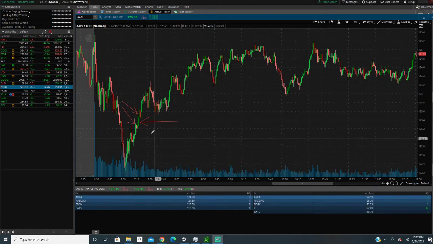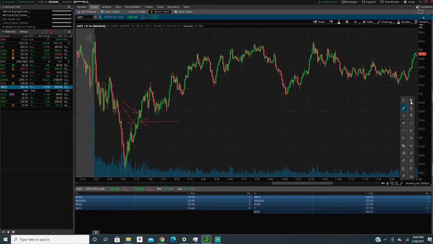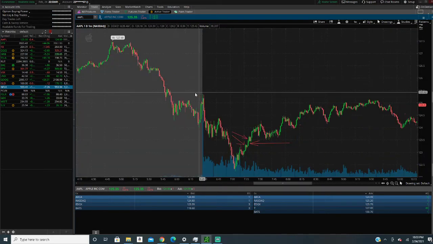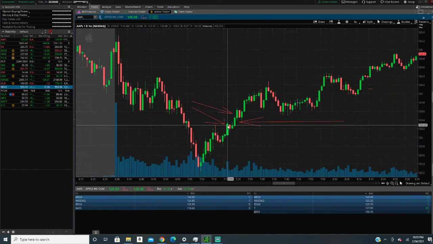Now, I got in the trade at 7:16, right here at the top. You can zoom in right here. So right here I got in at 7:16, right at the top of the screen. I got in with 3 contracts at $3.15.